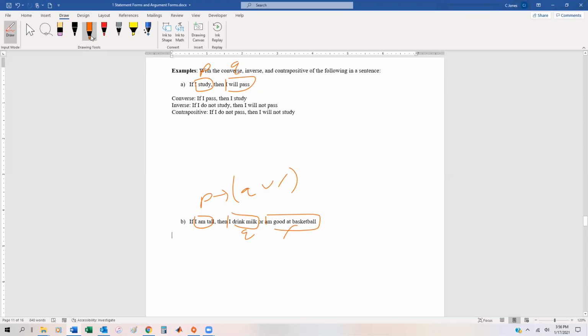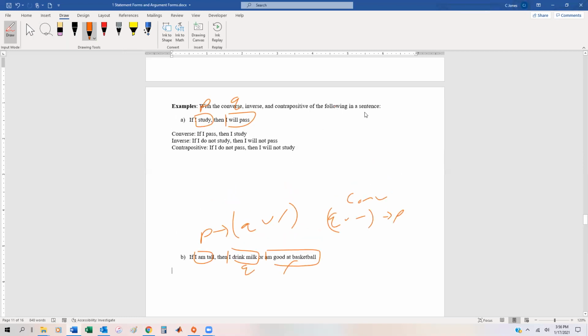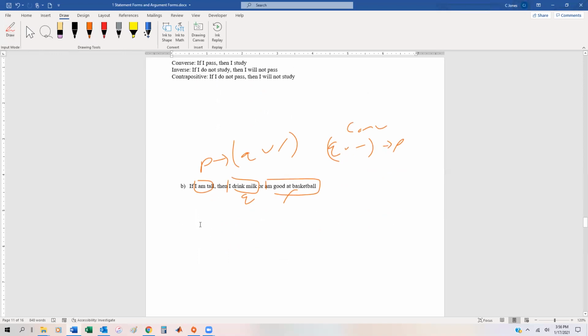All right. So that means that the converse would be Q or R implies P. Right? And so if I wanted to write that, because our directions say to write it in a sentence, well, as a sentence, that would state, and it still has to be an if-then: if I drink milk, or I am good at basketball, then I am tall. All right. And again, that's our converse.